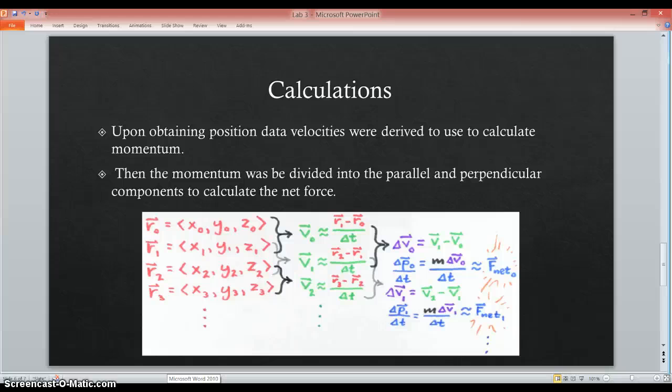Upon obtaining position data, velocities were derived in order to calculate momentum. We derived these velocities using change in position over change in time. Once we derived two velocities, we were able to obtain the momentum. Then the momentum was divided into the parallel and perpendicular components to calculate the net force. Now let's move on to VIdle to actually see what's going on in the computational model.